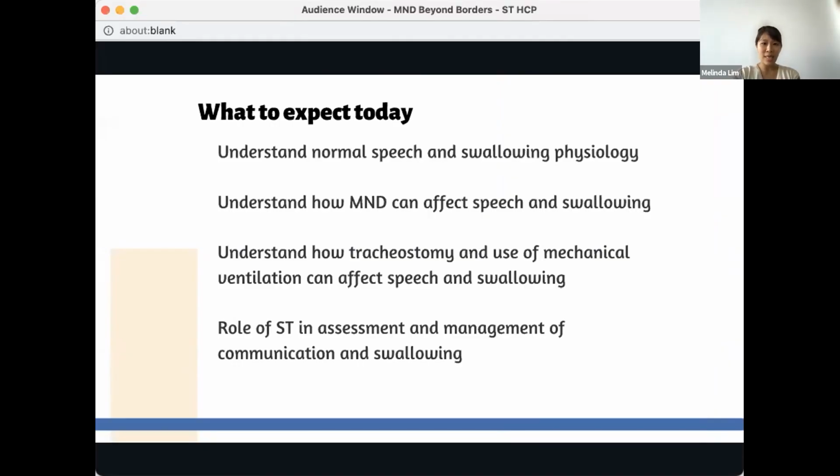Because quite a few of my patients with MND have a tracheostomy, or they require the use of mechanical ventilation, I thought I would also cover how having a tracheostomy and the use of mechanical ventilation can affect speech and swallowing. The role of the ST, of course, because that's what I do. And towards the end, some sharing of communication options, and how the impact on speech and swallowing can affect a person's quality of life.